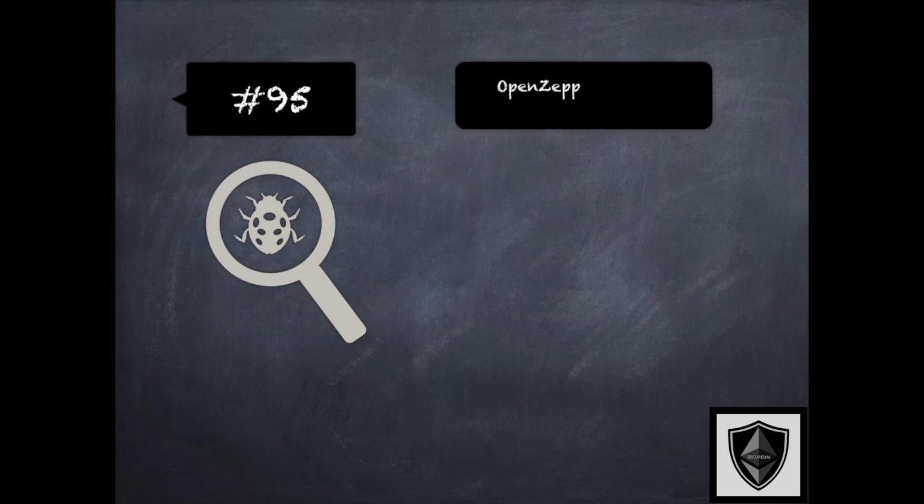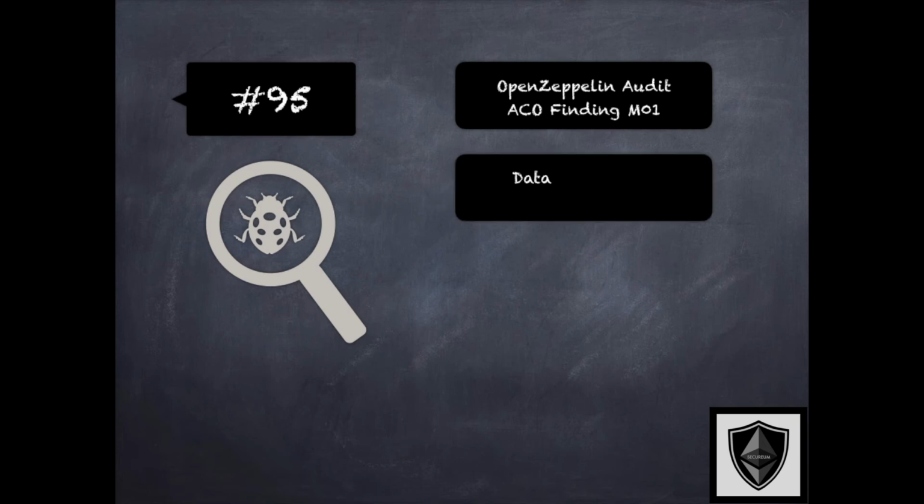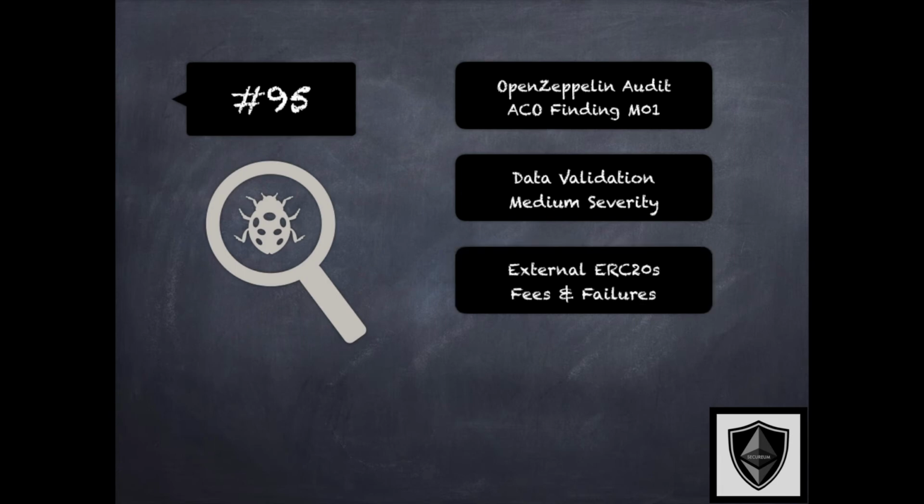Number 95 is a finding from OpenZeppelin's audit of ACO protocol, where it was a medium severity finding related to data validation, in which ERC20 transfers could misbehave. For context, the transferFrom ERC20 function was used throughout the ACO token contract to handle transferring funds into the contract from a user. It was called within mint, mint2, and validate and burn functions, where in each case the destination was the ACO token contract.